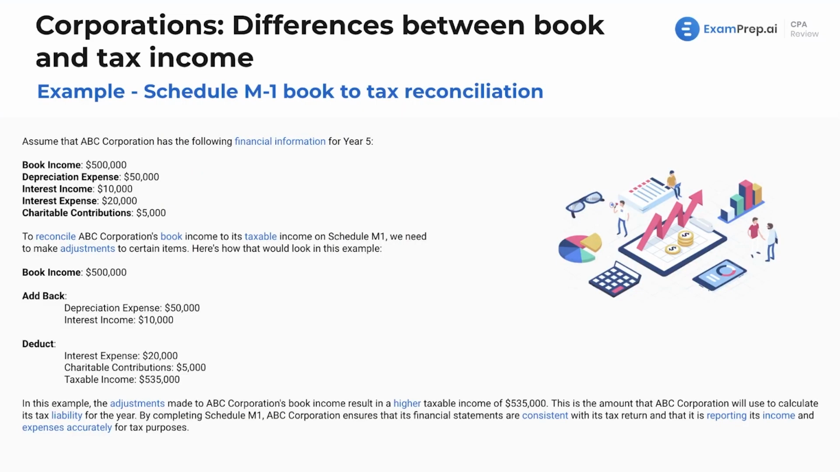All right, more examples. We love examples because this is what's going to help us to do well on the exam. Now, assume that ABC Corporation has the following financial information for year 5. Book income, all of these other items. Now, here's a different way of doing it than the other example we had seen.